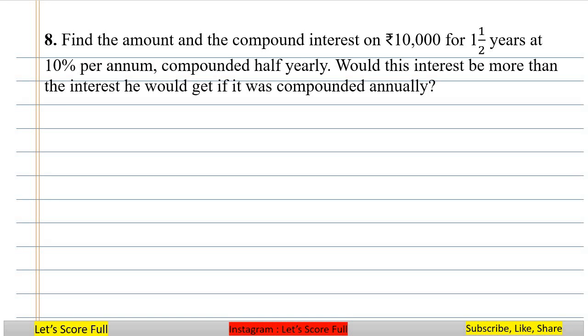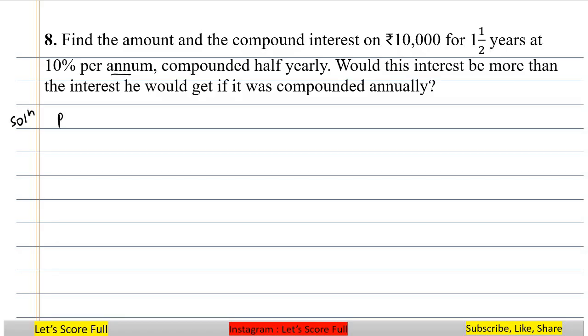Hello everyone. Today we are doing the comparing quantities exercise 3, from question number 8. The question says: find the amount and compound interest on rupees 10,000 for 1.5 years at 10% per annum, but the compounding period is half yearly.